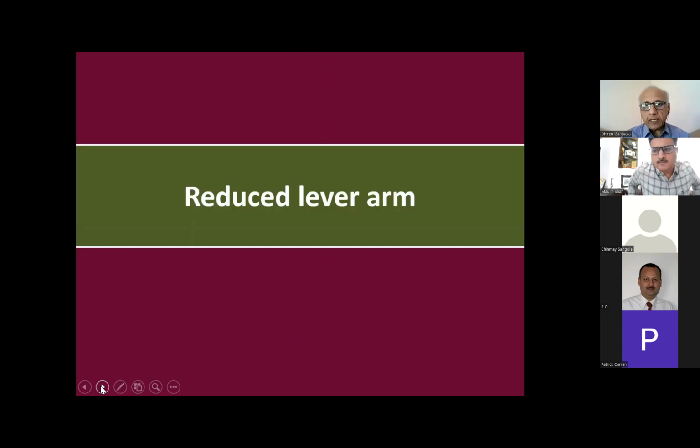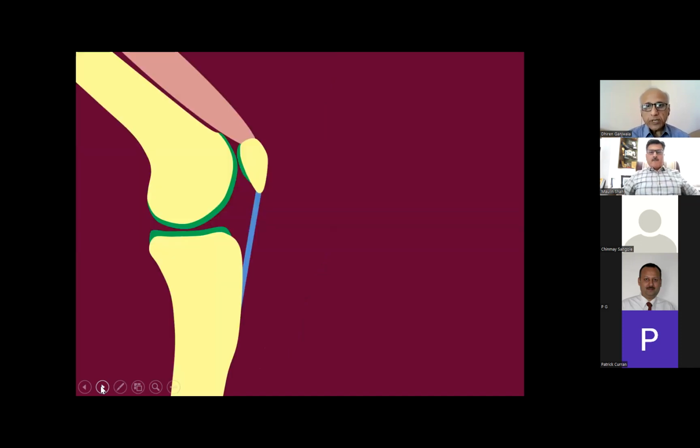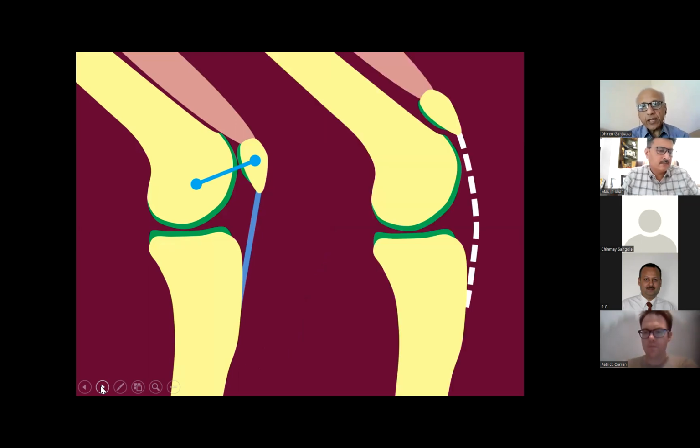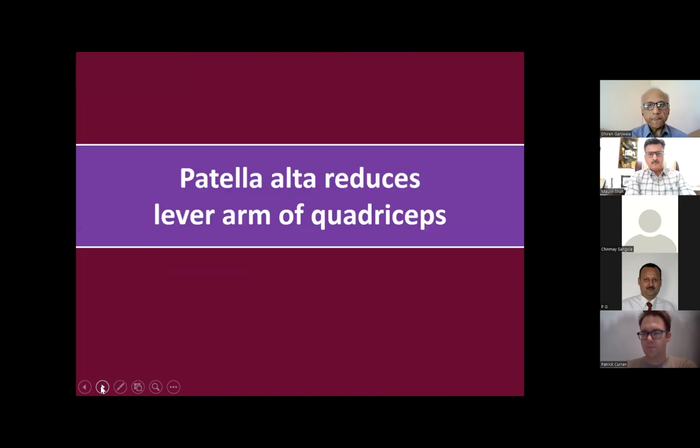Again, patella alta reduces the lever arm, and how does it do that? One of the important functions of the patella is to provide a good lever arm for the quadriceps mechanism. If we measure the distance from the center of the knee joint to the center of the patella, this is the lever arm for the quadriceps mechanism. Now, when there is patella alta, the patella has gone up, and if we measure the lever arm for the quadriceps mechanism, it has become less. To compare the normal and the abnormal, this is what the difference is. There is a reduction in the lever arm of the quadriceps mechanism because of patella alta. So patella alta reduces the lever arm for the quadriceps muscle.